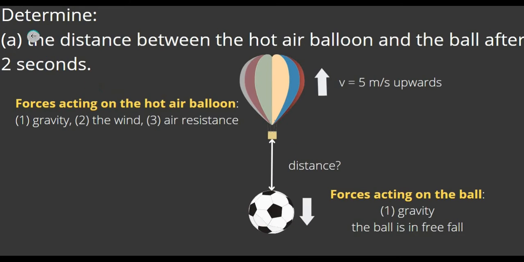And then the first question we will answer is this one. Question A says determine the distance between the hot air balloon and the ball after 2 seconds. So after 2 seconds, the balloon will be at a much higher distance than it is now. It was 50 meters. Maybe it will be at 65 or 70. We don't know. We're going to calculate. And the ball started off at 50 and is dropping down. The difference in that distance will tell us how far apart the two objects are now. So let's solve this problem.